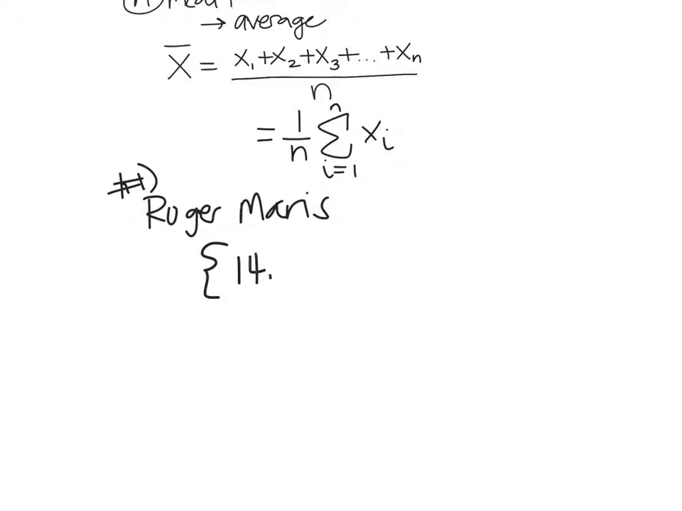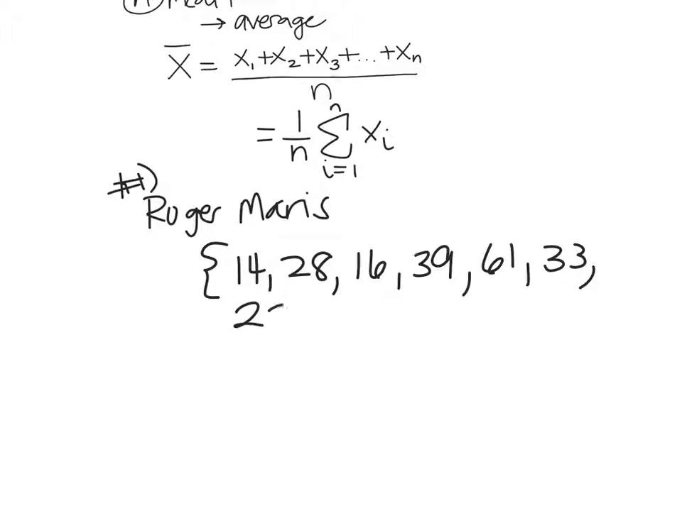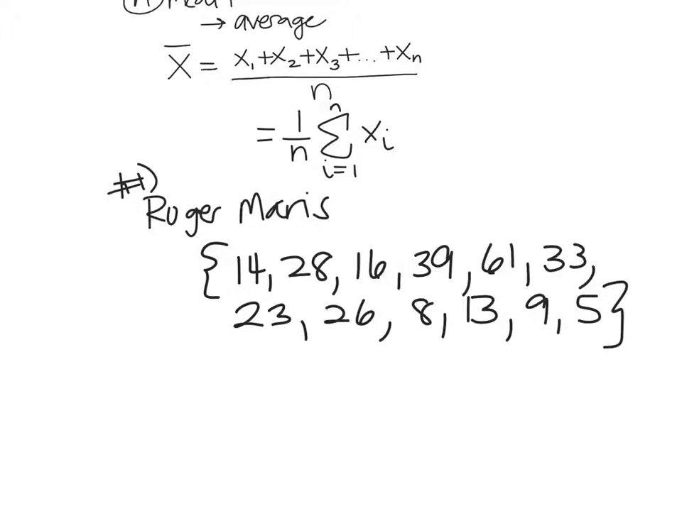So 14, 28, 16, 39, 61, 33, 23, 26, 8, 13, 9, and 5. So those are the amounts of home runs that he hit in each of his seasons that he played baseball. So his first year, he hit 14 home runs, and in his last year, he hit 5. And remember that 61, that was an outlier. That was a big one. I was like, whoa, that's too many that year.